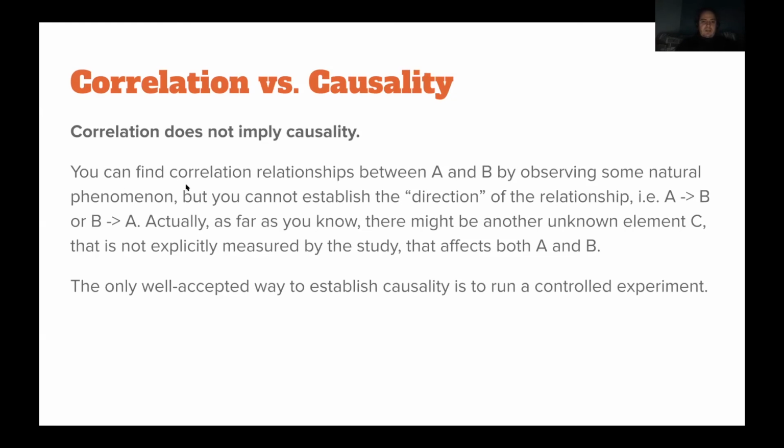And the reason is that, as far as you know, there could be another unknown element, C. Let's say you have variable A and you have variable B, and then you determine that their correlation is actually very strong.